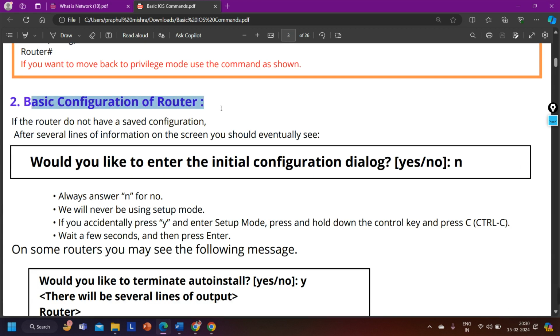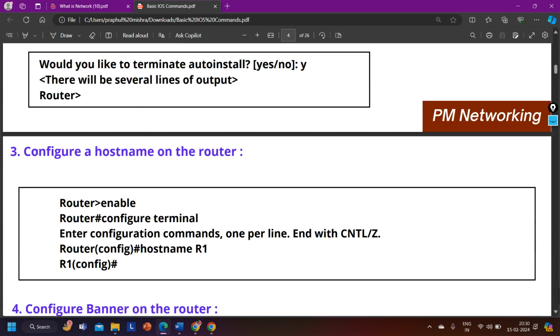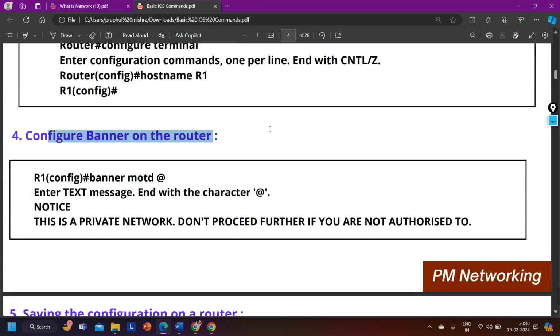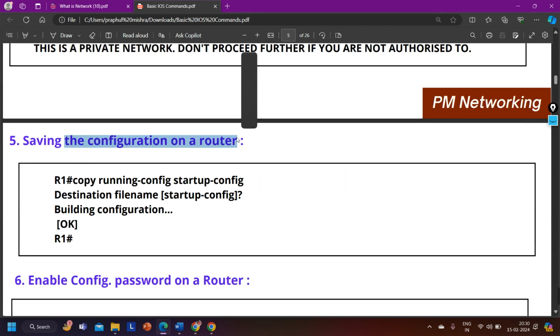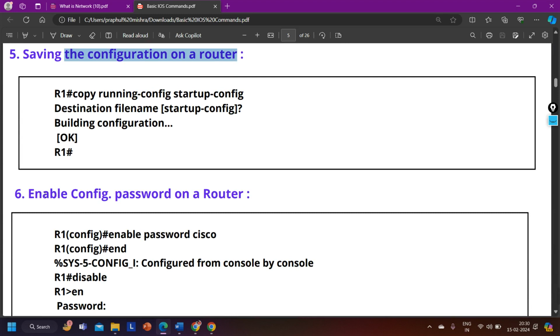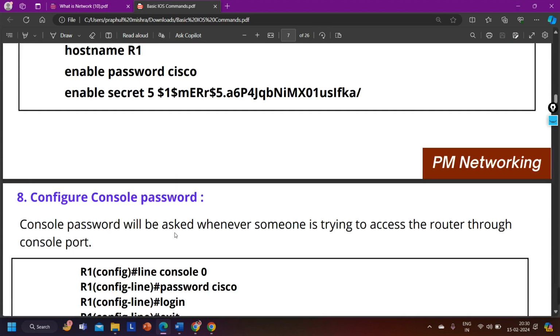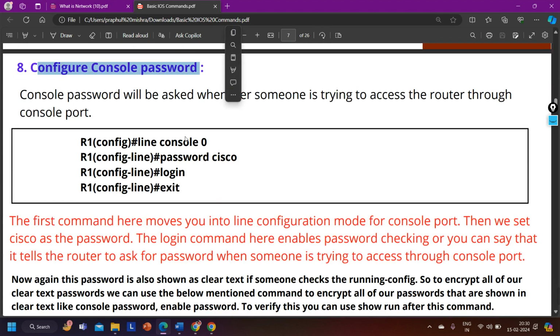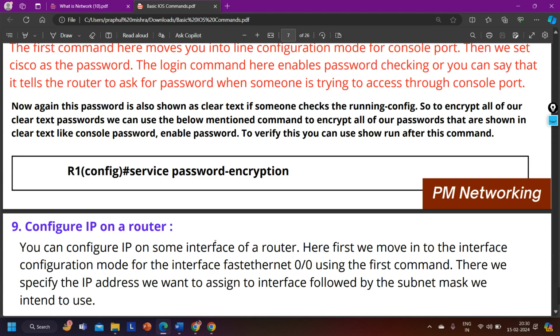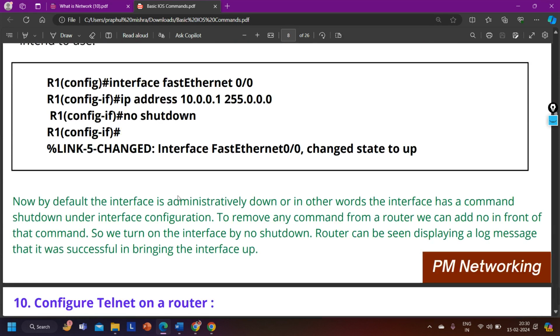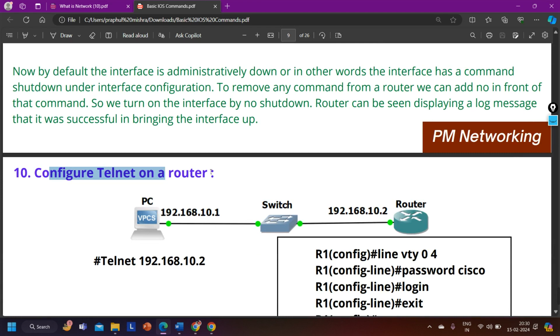Then basic configuration of router, okay, like hostname configuration, banner, saving configuration on router, how to save configuration, enable password configuration, enable secret configuration, right? Some verification command, configure console password, password on console port so that no one can access your device, how to encrypt all the password, configure IP address on router, how to configure IP, right? Configure telnet on the router, right? Telnet is a protocol which is used to access networking devices remotely.